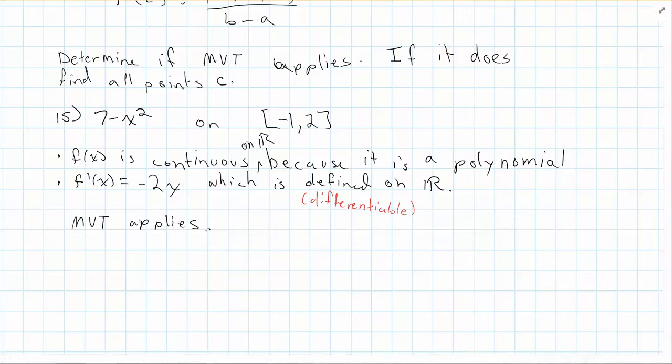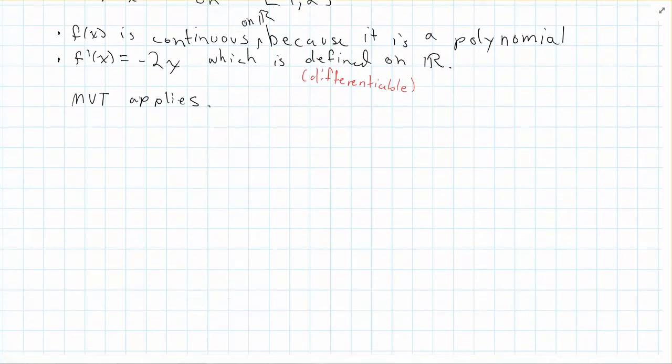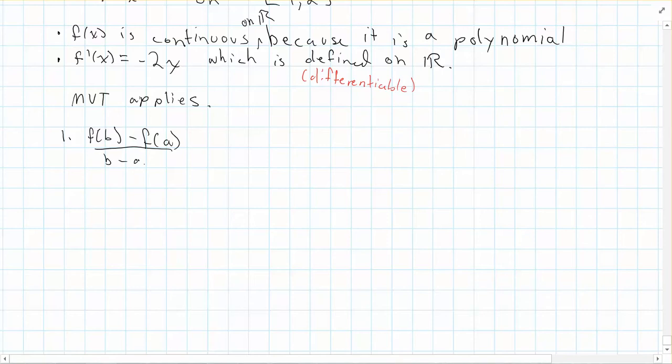All right, so then the next thing is, remember, there are these steps that I said we should follow. One is to compute f at b minus f at a over b minus a. And so f at b would equal f at 2, which is 7 minus 2 squared, which, if I do my arithmetic correctly, is 3.